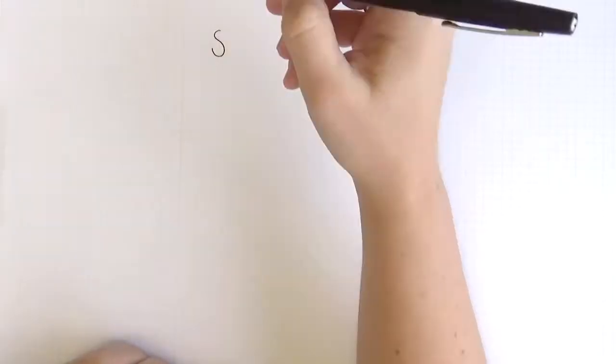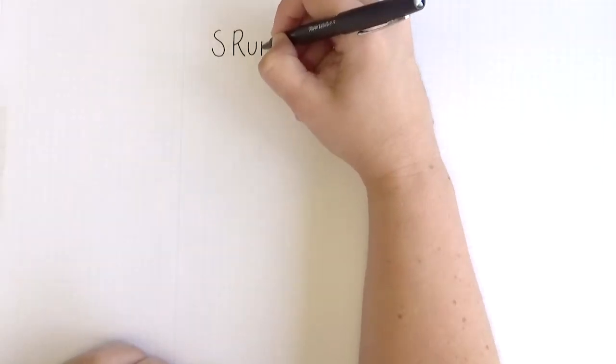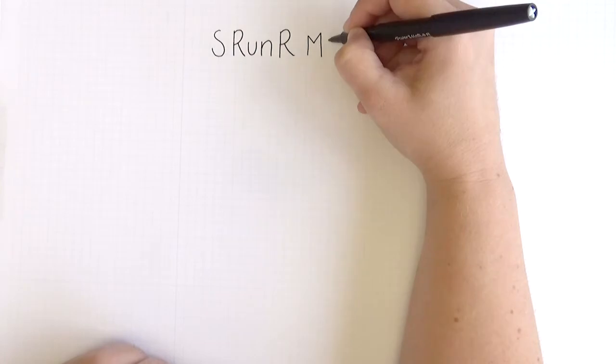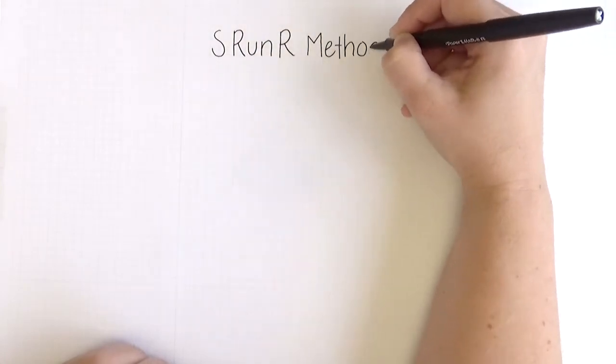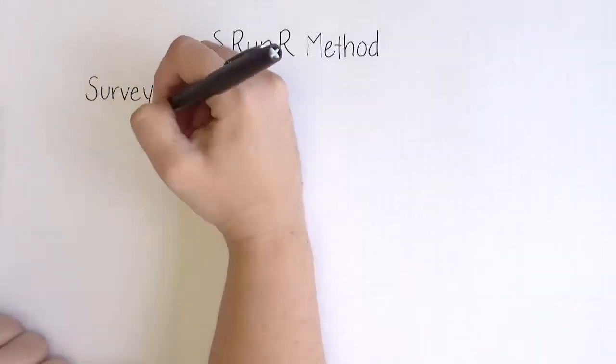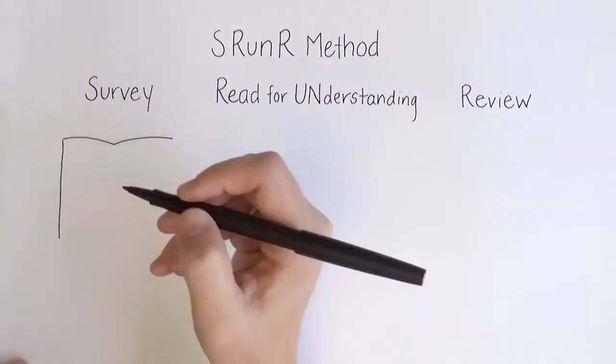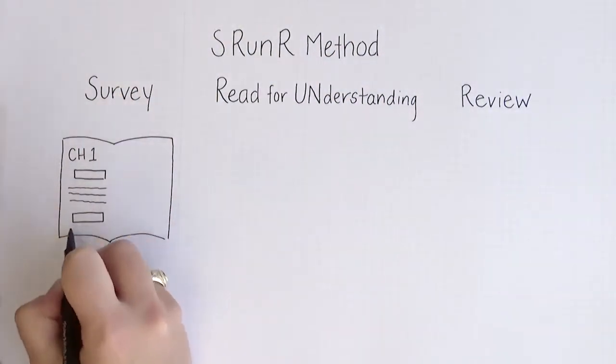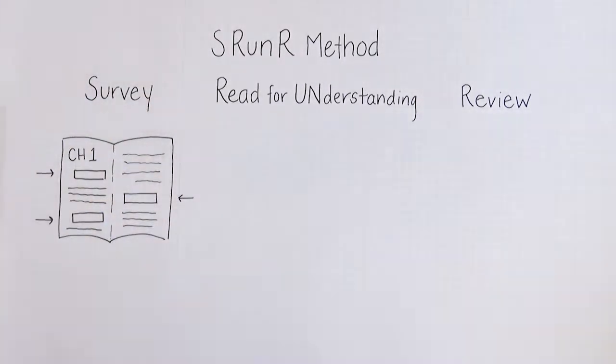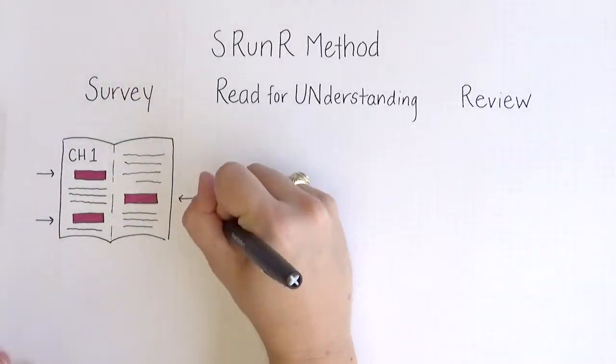The SQ4R method for math-based courses. For problem-based courses such as math or physics, use the SQ4R method. It stands for survey, read for understanding, and review. First is S for survey. Skim the chapter to see what it's about, looking at headings or introductions to get the gist of the material.